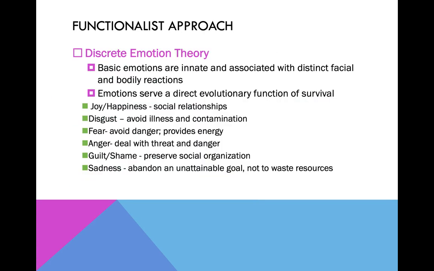And so with this functionalist approach, he proposed the discrete emotion theory, that these basic emotions are innate, meaning we are born with them, they're not taught, and they're associated with distinct facial and bodily reactions, and they serve some sort of evolutionary function for survival. So, for example, joy or happiness serves to reinforce positive social relationships, right? We feel good when someone smiles at us. We feel like we belong. We feel like things are good. We're accepted.